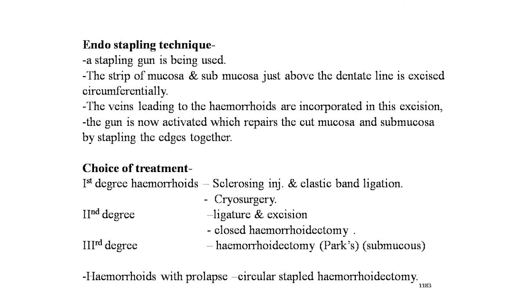Choice of the treatment: in first degree hemorrhoids, sclerosing injection, elastic band ligation and cryosurgery are to be done. In second degree hemorrhoids, ligature and excision, closed hemorrhoidectomy should be performed. In third degree, hemorrhoidectomy or the Parks submucous hemorrhoidectomy should be performed. These are the choices of treatment according to the degrees of the hemorrhoids. Here it is clearly elaborated: hemorrhoids with prolapse, circular stapled hemorrhoidectomy.